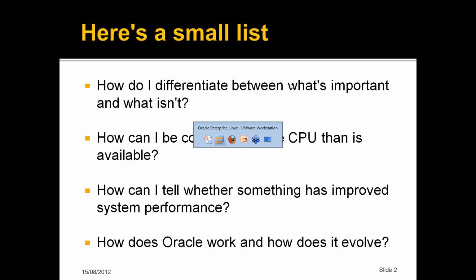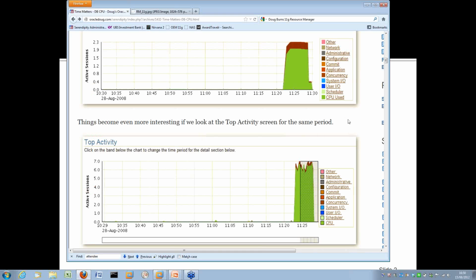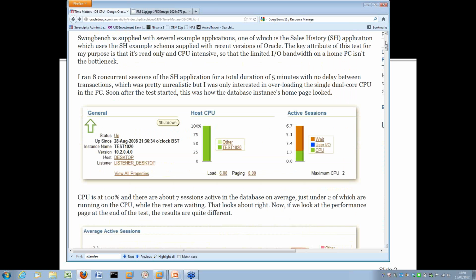Oh, excuse me. So for this one, I'm going to show you this blog post again, which I showed you before. Now, one of the weird things about this is, if I flick back up to the blog post, let me just see, this is based on an 8 concurrent session run of the Swingbench SH application, right?